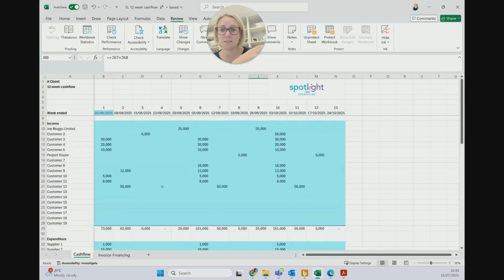So what this does enable you to do is just map out the ins and outs of your bank account over the next 13 weeks, so you can really have a visual idea of where your cash flow is.